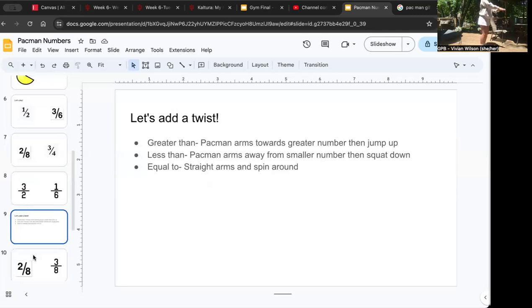If it's less than, while we open our arms, we're going to squat down and get smaller. So remember, when it's less than, our back is towards the smaller fraction and our Pac-Man mouth is still chomping down on those bigger numbers. If it's equal to, we're going to still put our arms up, but this time we're going to spin around.